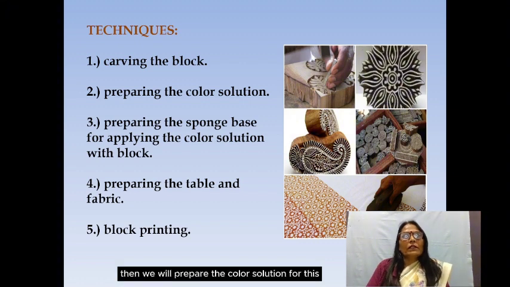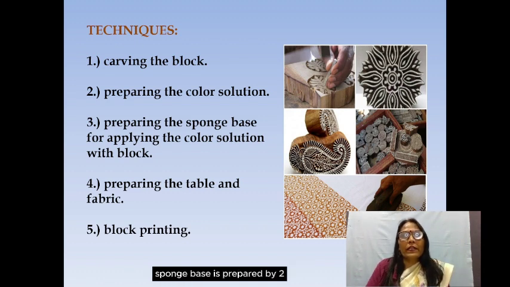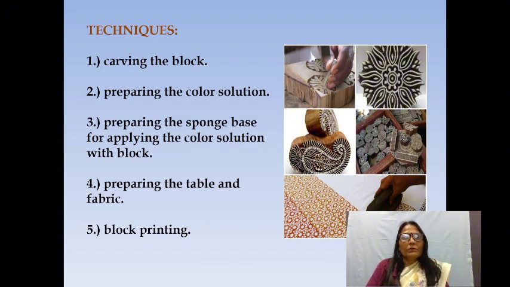Then we will prepare the color solution. The color solution is prepared by pigment dye, mixing it with fixer and binder. Then prepare the sponge base for applying the color solution with the block. The sponge base is prepared by 2-3 layers of muslin, and we will put the polythene sheet under the sponge base to protect it from drying.